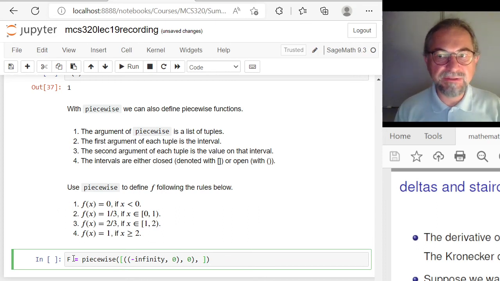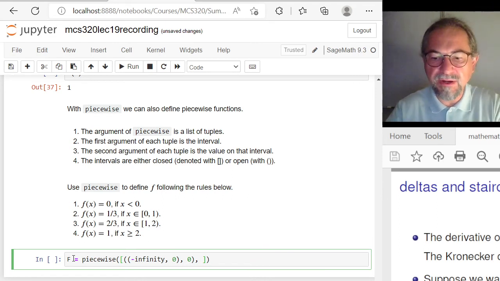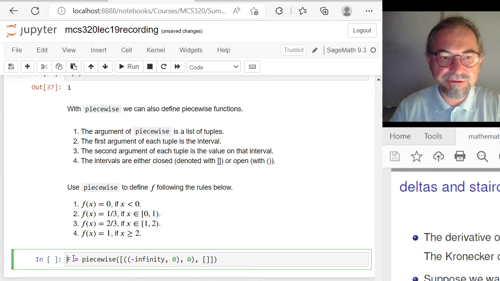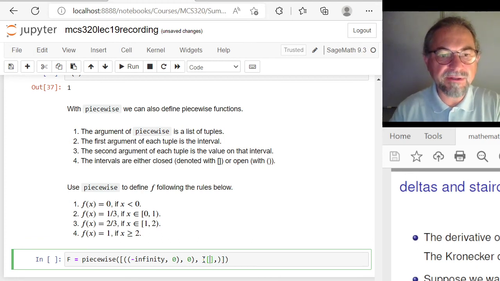The minus infinity and the plus infinity are predefined. And then I have my second interval, which is half open, half closed. How do I define that? Well, I start with the special value 0, where the value is 1/3. And then I have the interval from 0 to 1, where the value is also 1/3.